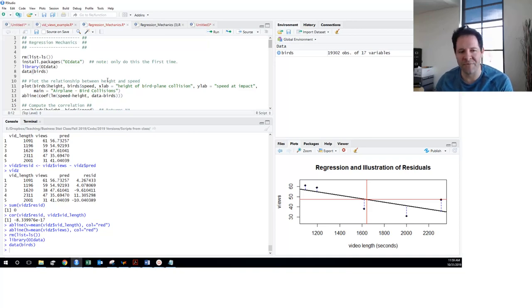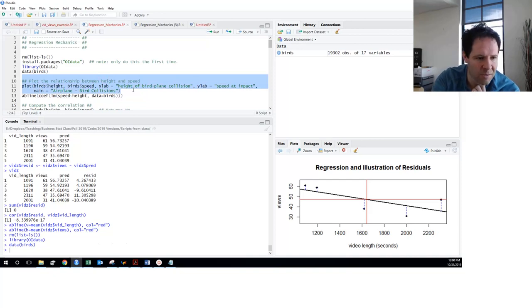So we're going to do something that's a little bit weird. We're going to look at the relationship between the height at which the bird and the plane came into contact and the speed at which the aircraft was going. We can get a sense for, if the aircraft is going really fast, that bird is pretty much doomed, and get some idea of what this relationship looks like.